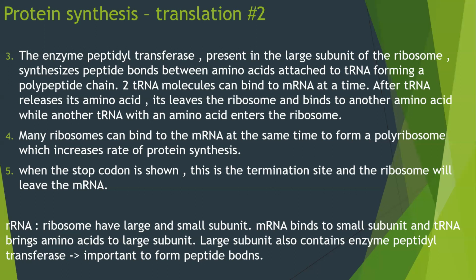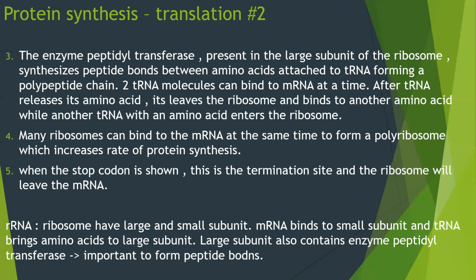At a time, many ribosomes can bind to the mRNA molecule. So this is efficient because it forms something called polyribosomes, which increases the rate of protein synthesis. So multiple polypeptide strands are formed. And when the stop codon is shown on the mRNA, this is the termination site, and then the ribosome will leave the mRNA. So rRNA, as we have discussed, is what forms a ribosome, and ribosomes have large and small subunits. The mRNAs will bind to the small subunit, and the tRNA will bring the amino acids to the large subunit.